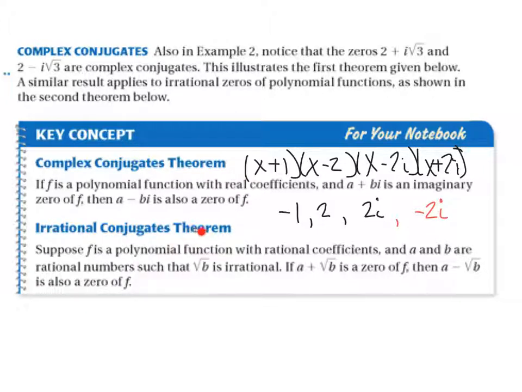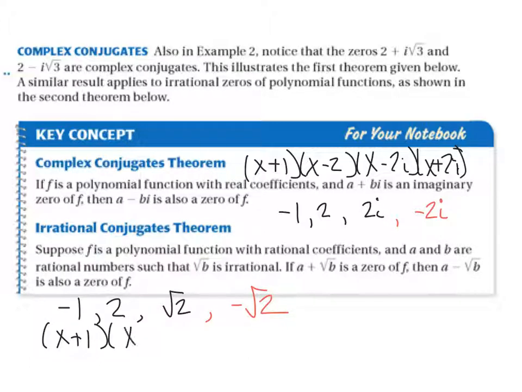Moving on, irrational conjugate theorem. Suppose f is a polynomial function with rational coefficients, and a and b are rational numbers such that square root of b is irrational. If a plus square root of b is a zero of f, then a minus square root of b is a zero of f. That just means that if we're left with zeros like when the book lists -1, 2, square root of 2, you also need to know that negative square root of 2 is also a zero. So we would list x plus 1, x minus 2, x minus root 2, and x plus root 2. Okay?